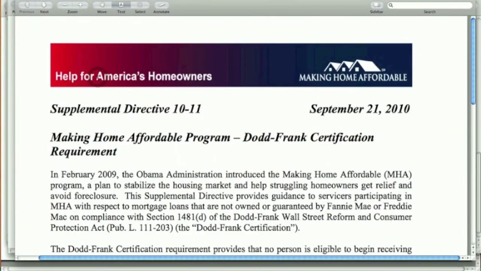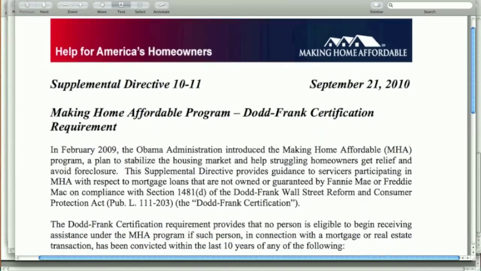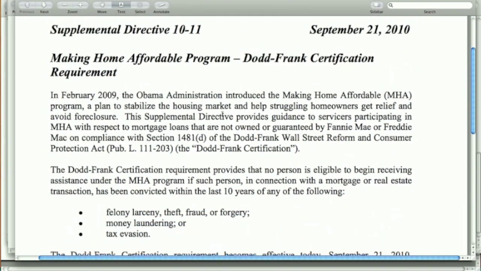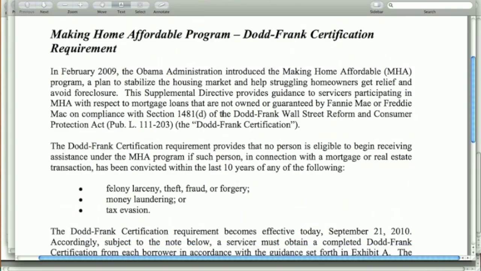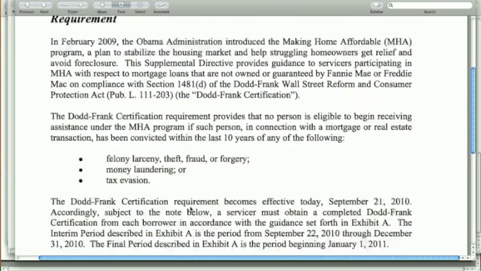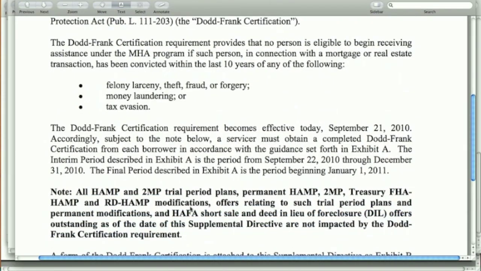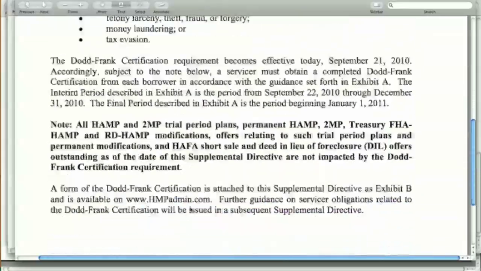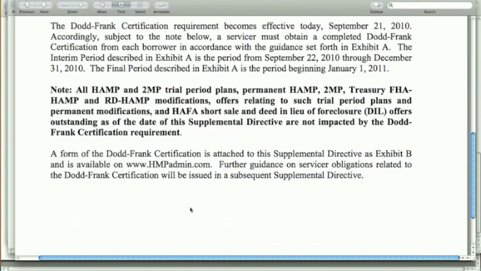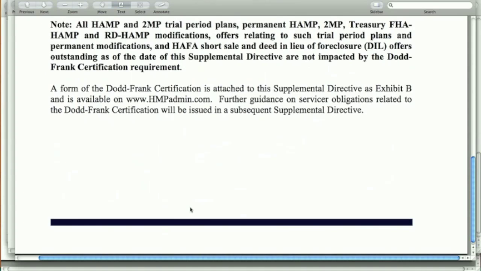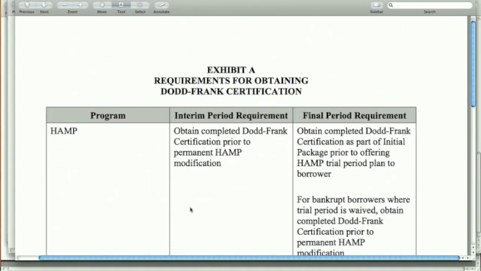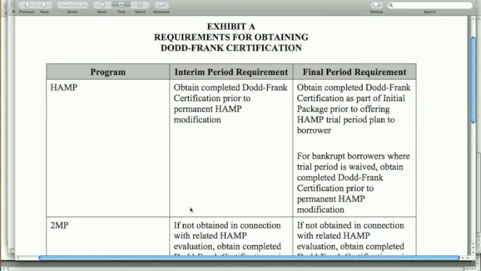Okay, so this is the Dodd-Frank Certificate. What it basically states is it's a disclosure that you're giving to the lender that says that you haven't been convicted within the past 10 years of felony, larceny, theft, fraud, or forgery, money laundering, or tax evasion. I think because of what's happened over the years, and a lot of people who bought homes that probably didn't tell the truth on their loans, and I'm not going to start pointing fingers of who did or who didn't, that's irrelevant, but they want to make sure that you haven't been convicted of any fraud or anything.